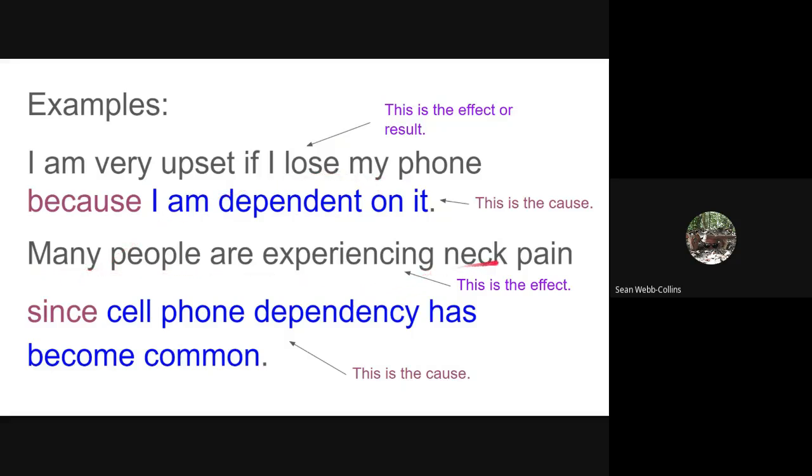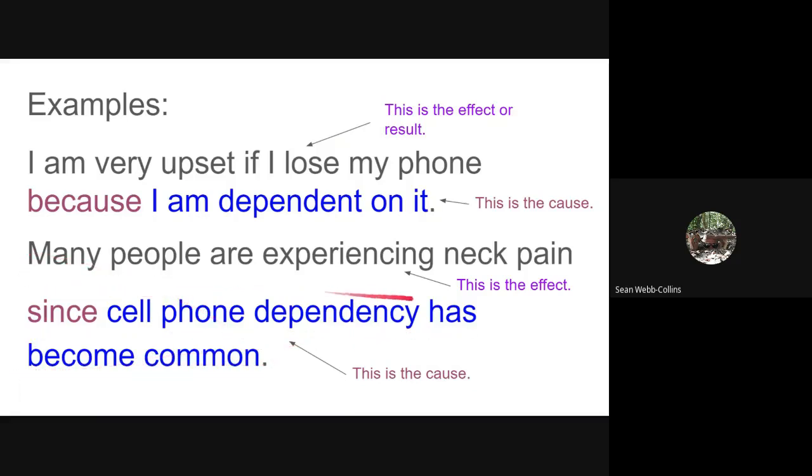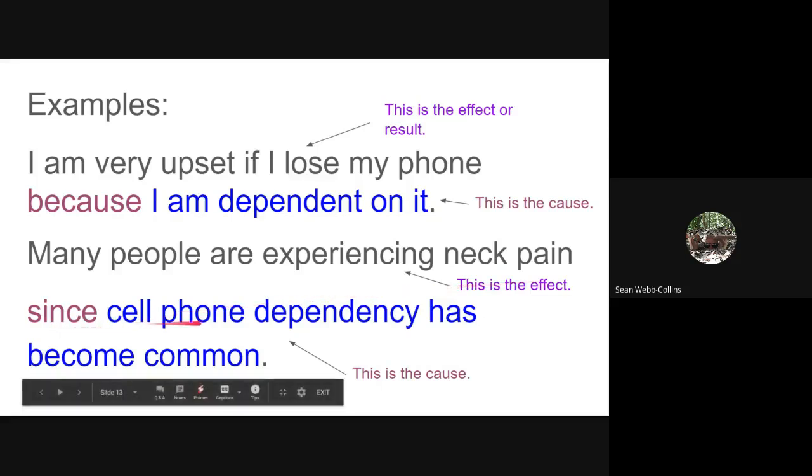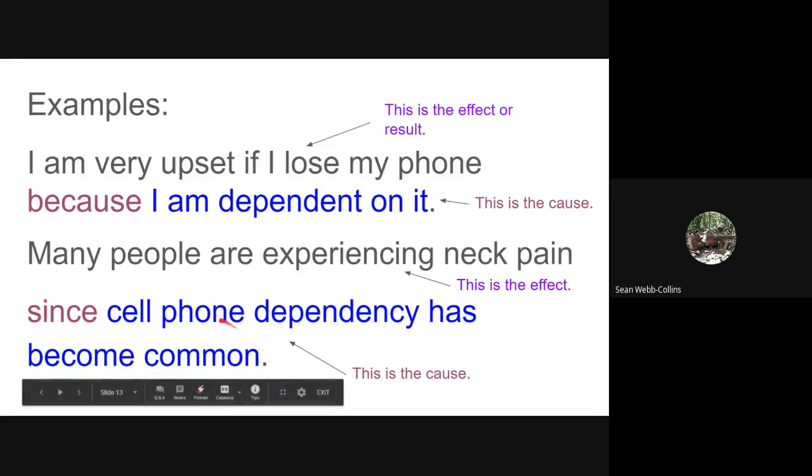Many people are experiencing neck pain since cell phone dependency has become common. So again, we can see that the neck pain is the effect, it is the result of the cause, which is phone dependency. Phone dependency caused the neck pain in many people.